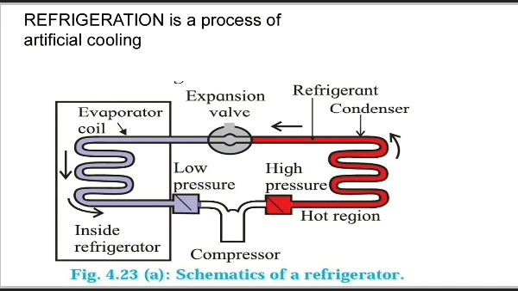It then moves the liquid refrigerant to the outside of the refrigerator through the red coils. From these red coils, the heat is transferred to the surroundings, and the same cycle continues. From this hot region, the liquid again moves towards the expansion valve. From the expansion valve, that is from a higher pressure region to a lower pressure region, the liquid expands and again lowers its temperature.